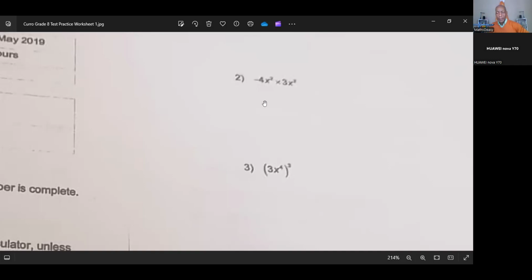Right. I need you to tell me this first one. The second one is, what is it saying? Negative 4x to the power of 2 times 3x to the power of 2. Okay.